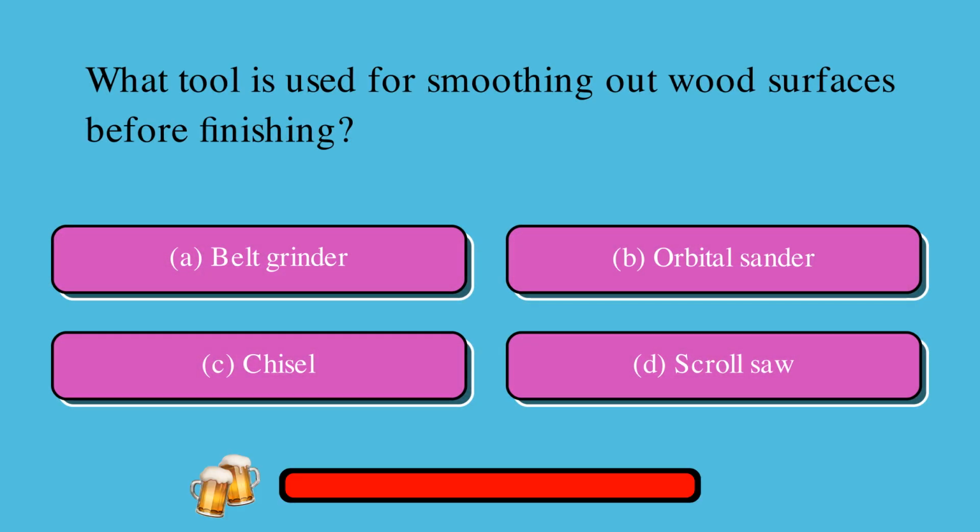What tool is used for smoothing out wood surfaces before finishing? A. Belt grinder, or B. Orbital sander, or C. Chisel, or D. Scroll saw? The correct answer is B. Orbital sander.